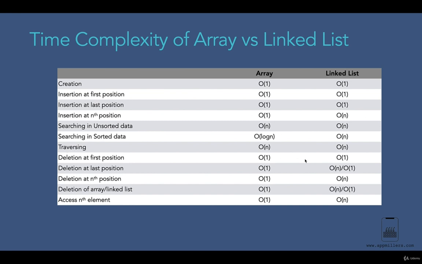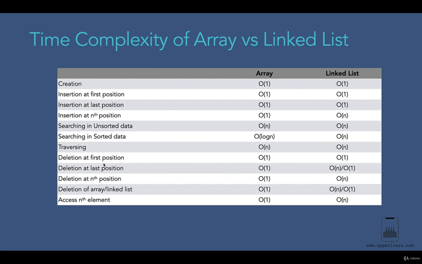Now in both data structures, arrays and linked lists, we have to visit all elements and print out the values. So if the number of elements in these data structures is n, the time complexity will be O(n), because here we have to visit all nodes of the data structure. Now the next operation is deleting at the first position.